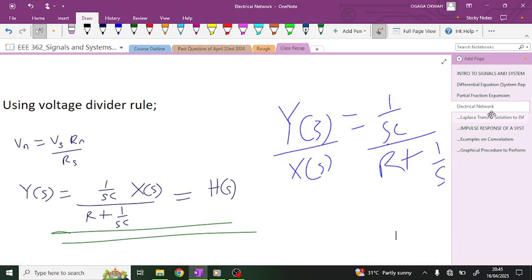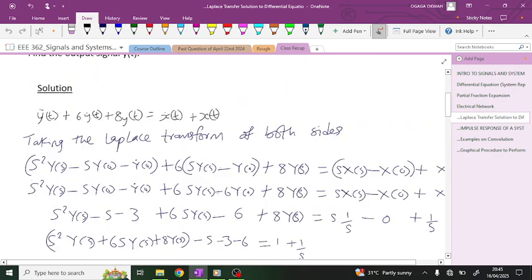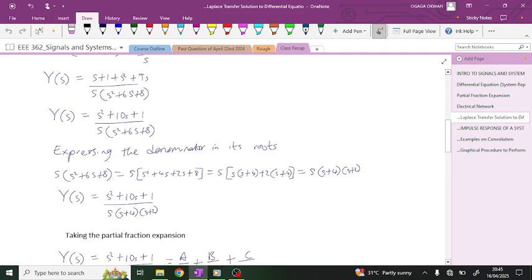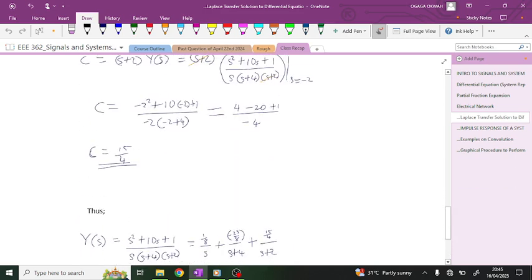Alright. So in the next video we are going to work an example, and in this example we are going to apply the partial fraction decomposition. Yes, we did that here. Beautiful. So this will be in the next video.